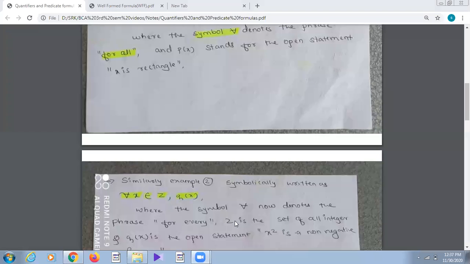Tomorrow, the last concept, free and bound variables, is there. So tomorrow I will discuss that. After that, this unit will be finished. Next unit will be set theory, which is also simple. Set theory and relations.